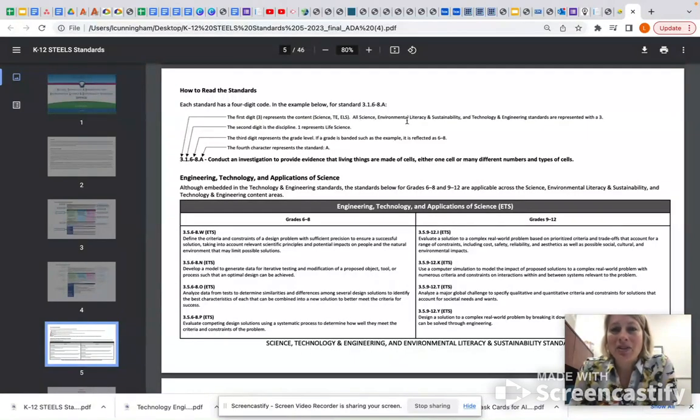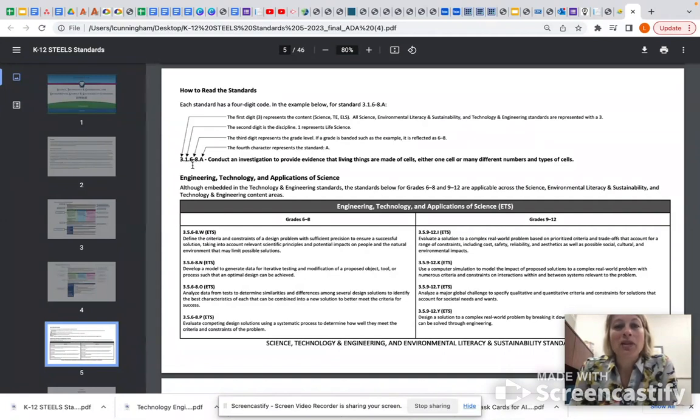All science, environmental literacy and sustainability, and T&E standards are represented with a 3. So all of the standards that we're looking at will start with a 3. And then the second digit is the discipline. So 1 is going to represent life science and that discipline within the content of science. The third digit represents the grade level.